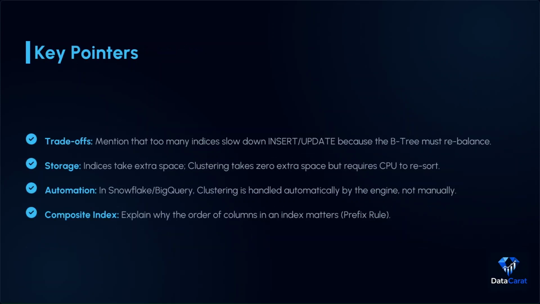Like everything, all three techniques have their trade-offs. For example, too many indexes slow your queries down very much because the balanced tree must be recalculated every time. Storage is also a factor. Indexes take up extra space, but clustering uses zero extra space. It just reorders the data which is already present.